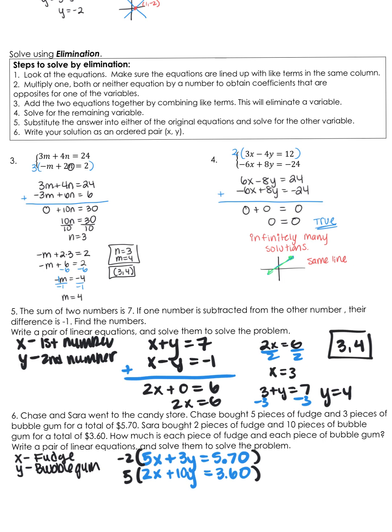So -2 times 5 will give you -10x. -2 times 3 will give you -6y. And then -2 times 5.70, you'll probably have to type that into your calculator. That should give you -11.4. 5 times 2x will give you 10x. 5 times 10y will give you 50y. And 5 times 3.60, you'll probably have to type that into your calculator. You should get 18. Then I want you to go ahead and add your equations together.